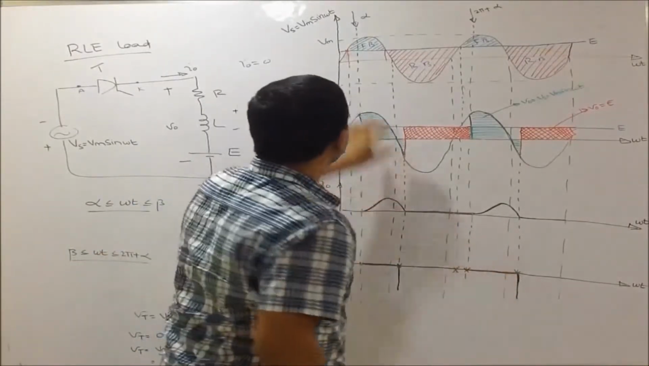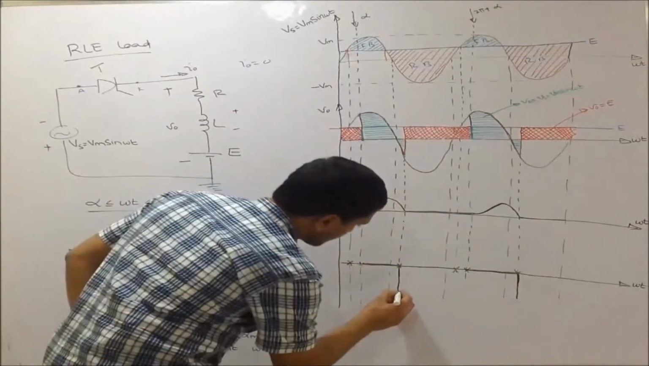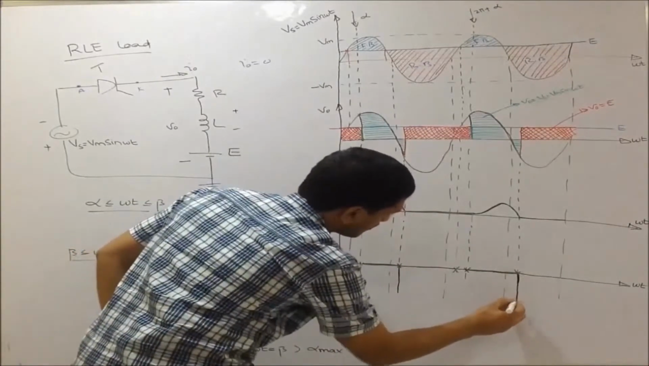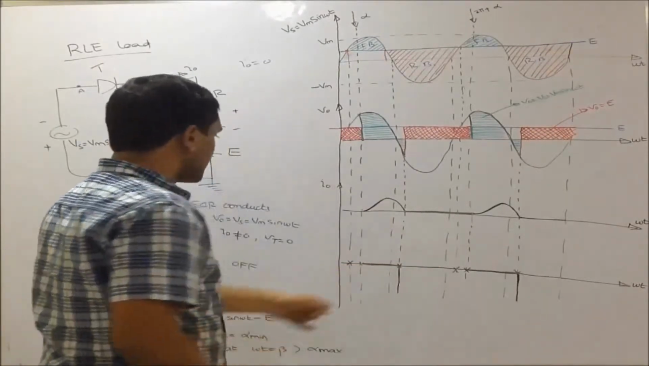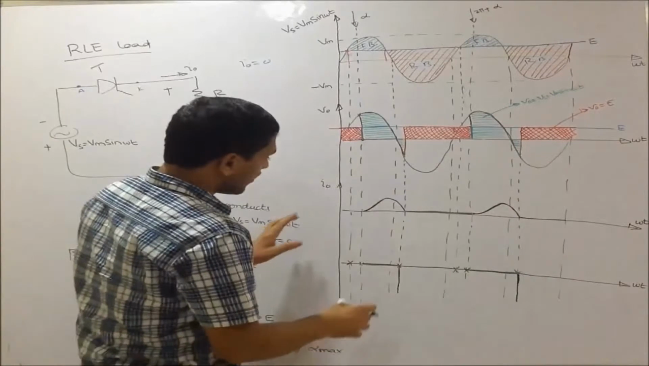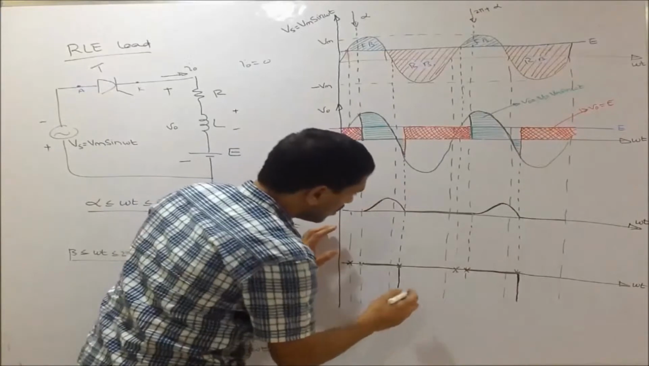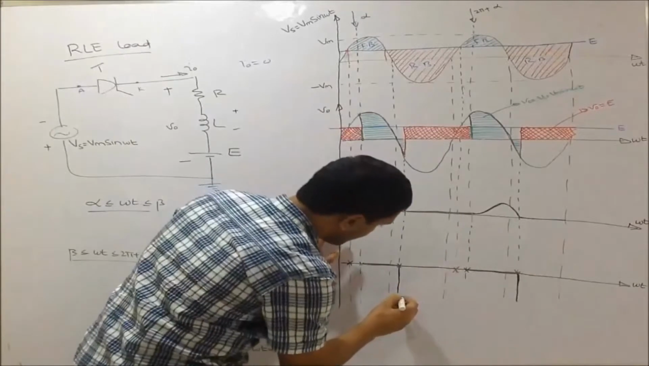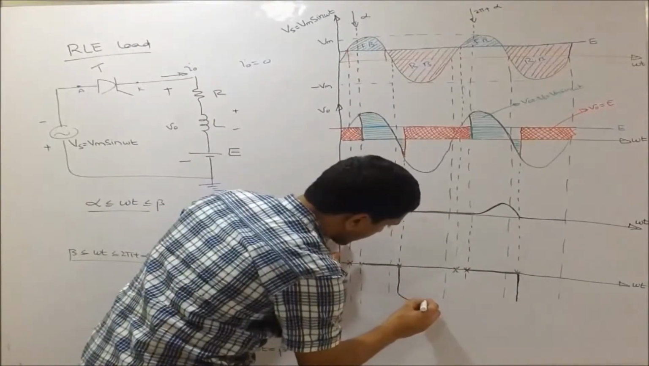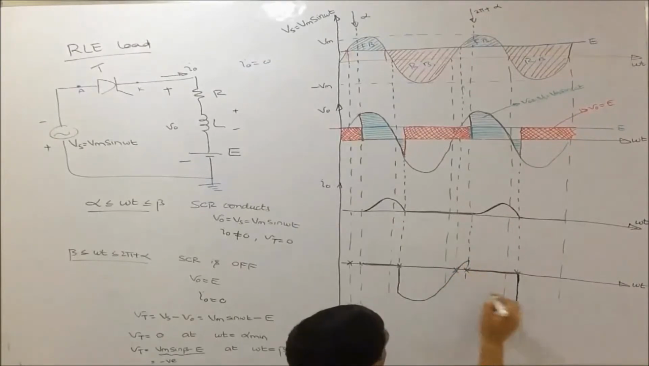This intercept is equal to the difference of this. This difference is equal to this intercept. And now this waveform is of shape Vm sin omega t minus E. So with a smooth sine curve we have to join these points.